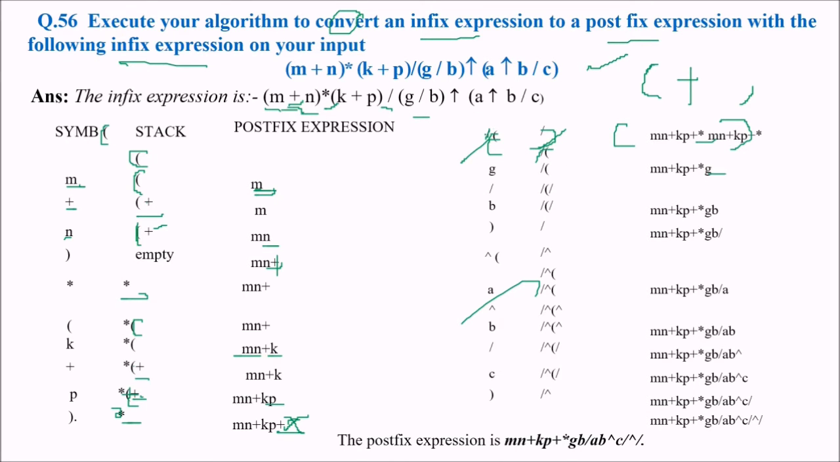Now division has come, we'll place it here. B has come, we'll place it here. Round bracket has come, means end round bracket has come. So you know what you have to do? You'll pick this one, place it here, and remove this initial round bracket. So you are left only with the round bracket, means division.